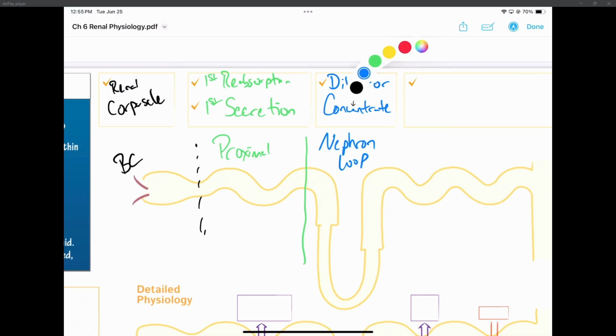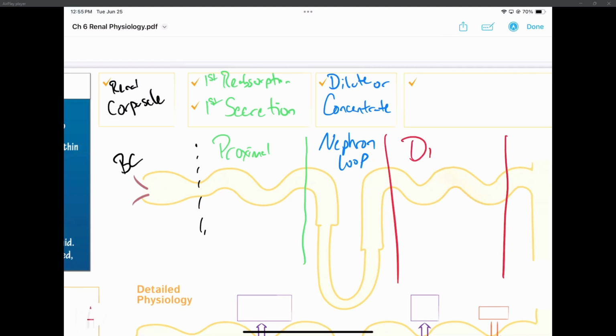Then we have the distal tubule. And the last one is the collecting duct, or common collecting duct, common cortical collecting duct, CCD, however you want to call it. It's just where everything gets brought back into one big tube. At this point, we're pretty much fully formed and ready to go.